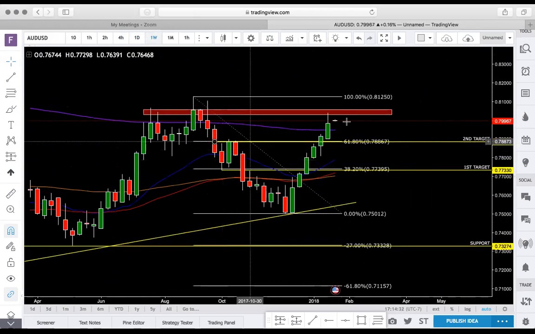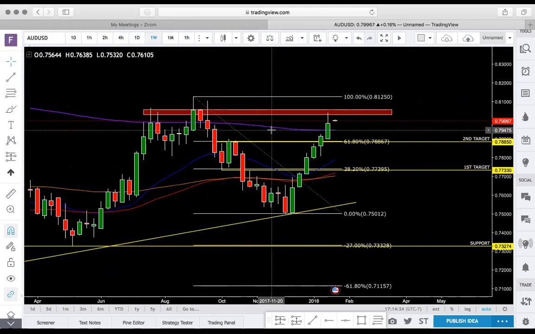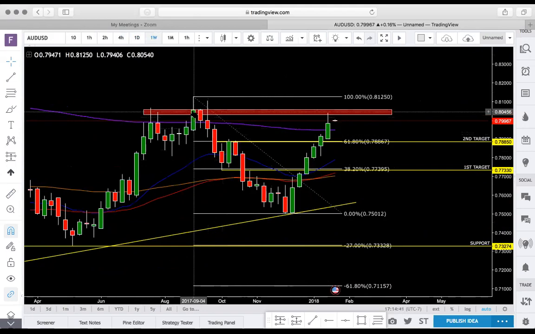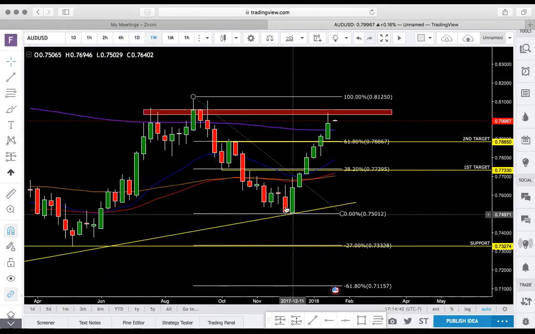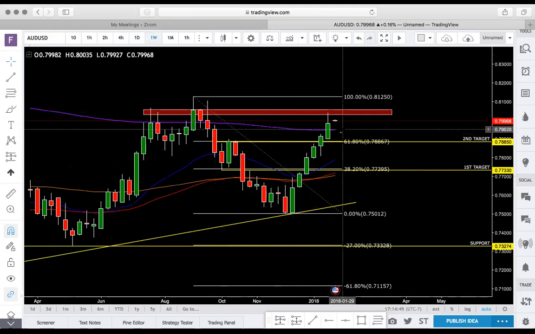On a weekly time frame, we closed above the 200 MA, so that's huge for this pair. Although we did close above the 200 here back in September, and we pulled back. So keep an eye on that. Watch the 200 on a weekly time frame for support. And that's what I'm looking at on Aussie USD.